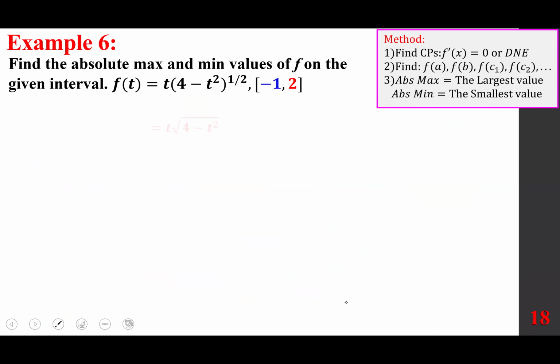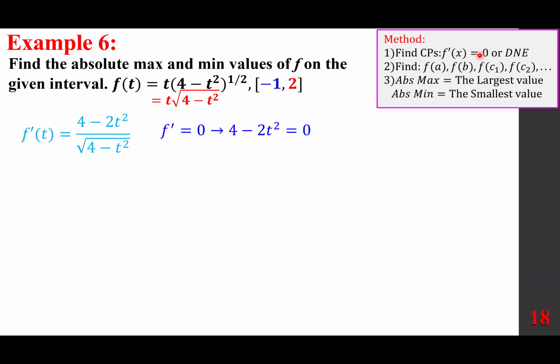Let's continue. So we have this f prime of t, and as you recall, a fractional format is 0 when the top is 0. We need to go to f prime equal to 0. So set the top equal to 0, 4 minus 2t squared is 0. This means 2t squared is 4, t squared is 2, and t is plus minus square root of 2. We are doing elementary algebra.